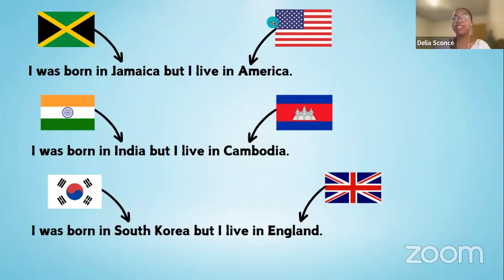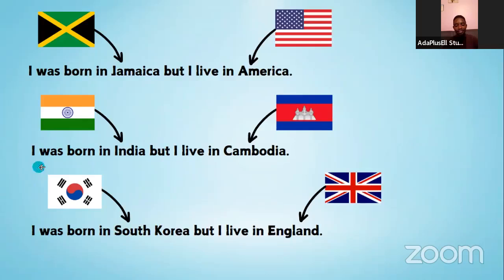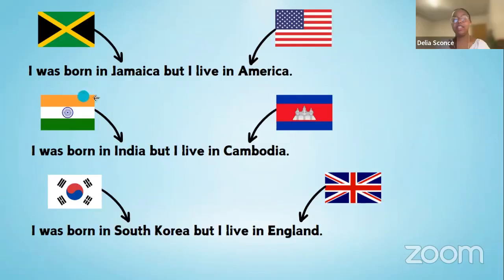So we can focus on the but. So it's the contrast. I was born in Jamaica, but I live in America. So even though you were born in Jamaica, you are now living in America. So we have the past and we have the present. And here we have a person who says, I was born in India. So this is the flag of India. It's orange, white, and green, and we have a blue symbol in the center.